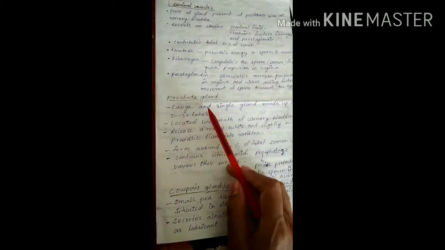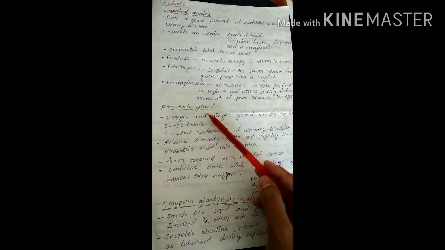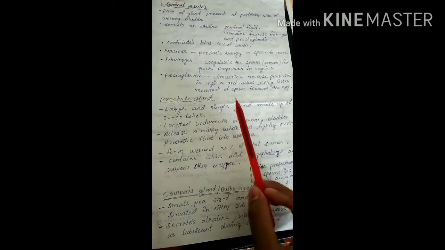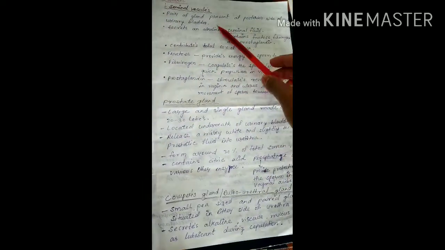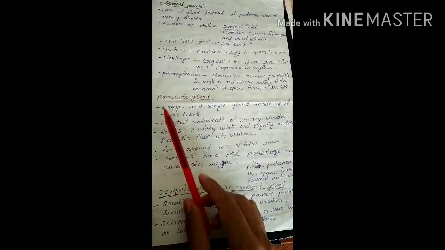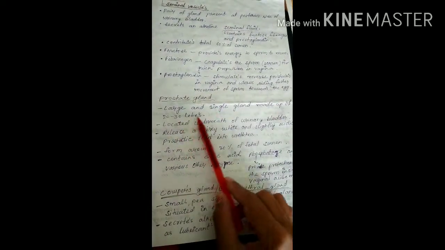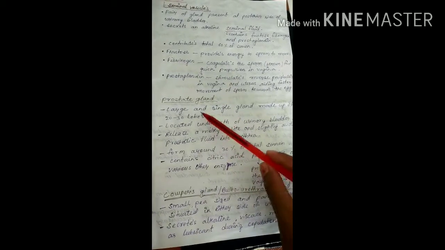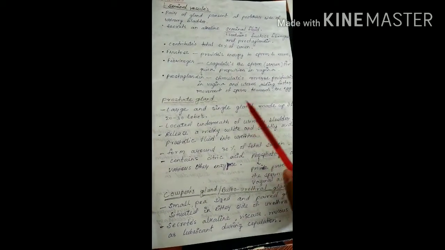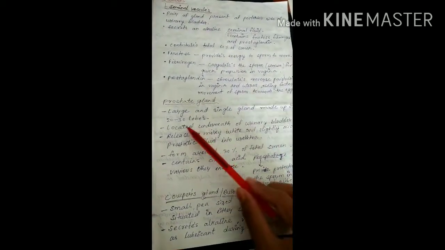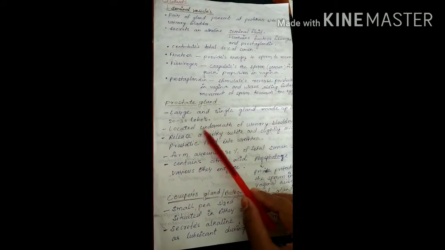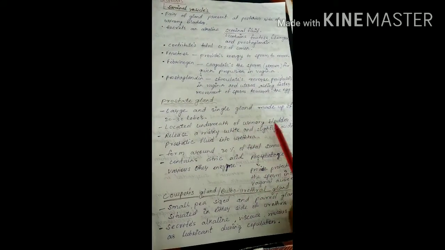Then the next gland, that is the prostate gland. I will tell you later where these glands are located. The prostate gland is a large, single gland made up of 20 to 30 lobes, located underneath the urinary bladder.